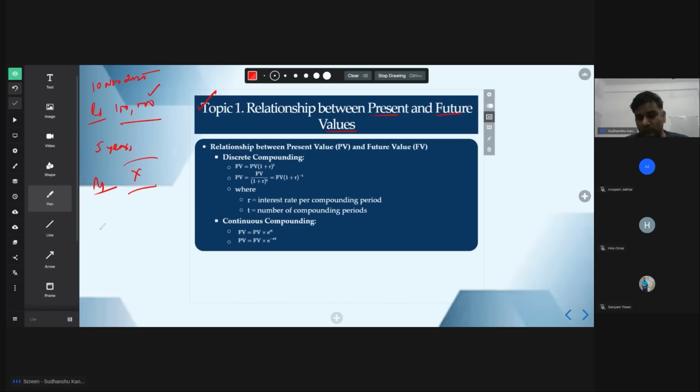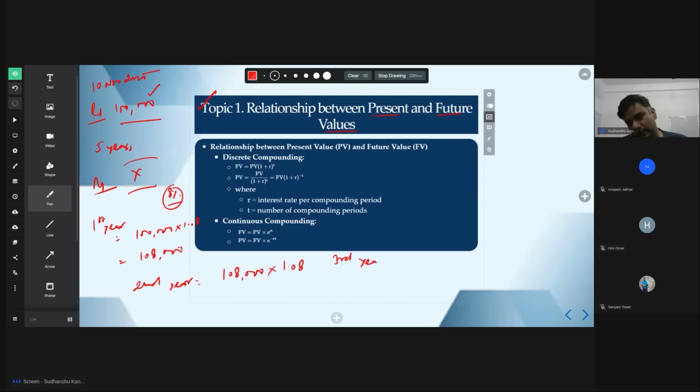So, the simple way is that after the first year, the money is earning interest at 8%. So it will be 1 lakh rupees, 100,000 into 1.08. After your first year, the money will become 108,000. Now after the second year, how much will the money be? After the second year, the money will be 108,000, this is the starting balance. Then again 8%. For the third year, what will the money be?